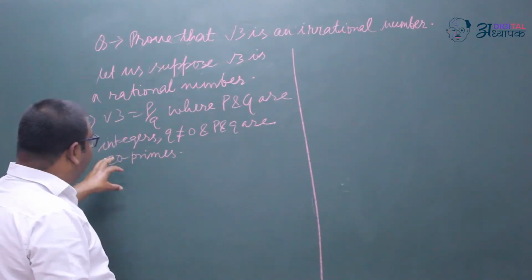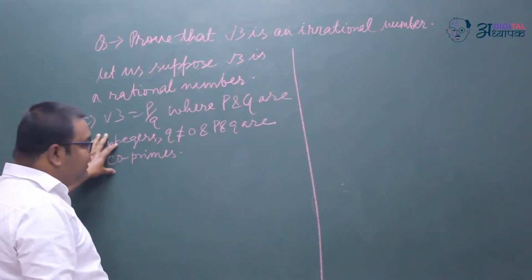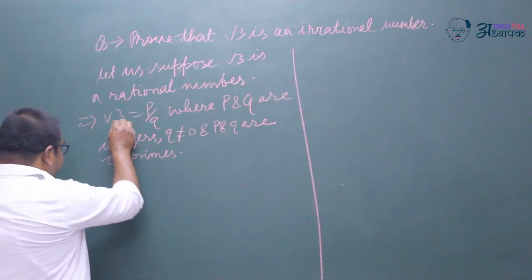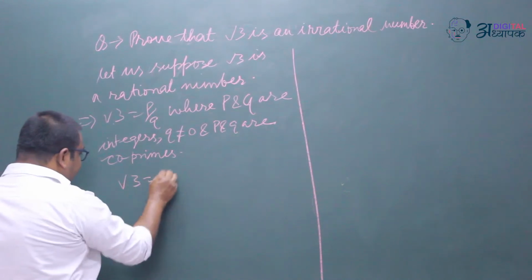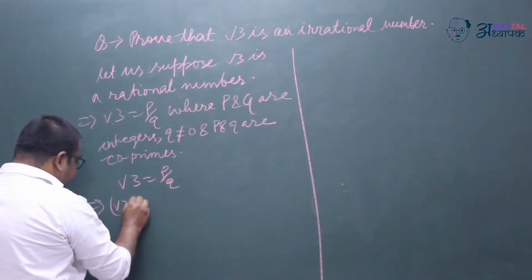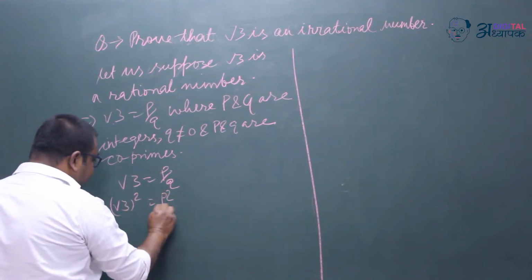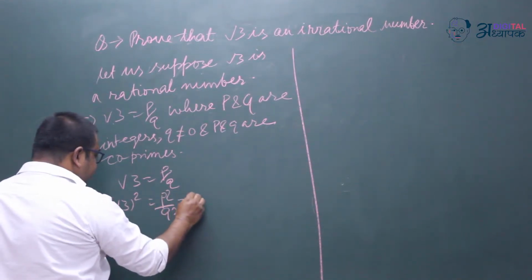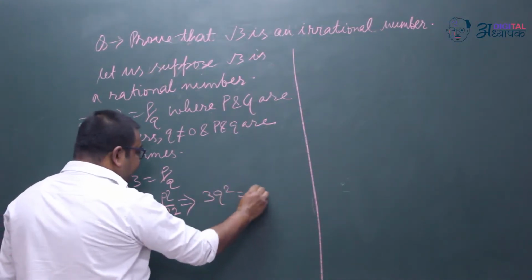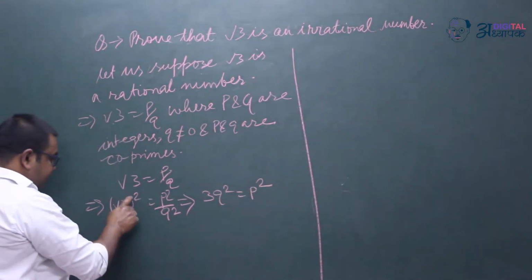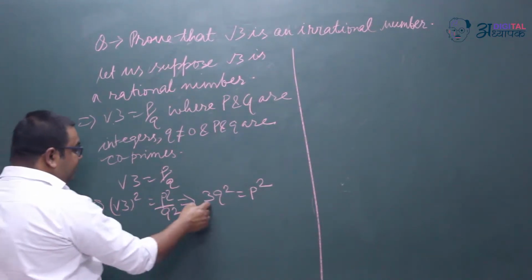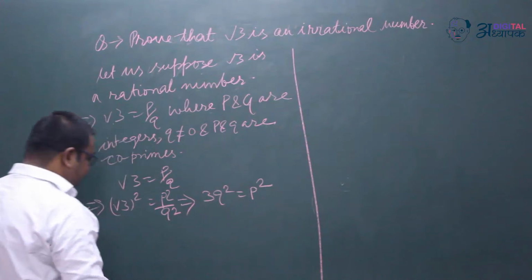Now we have to prove that this thing that we have assumed must be contradicted. So how can we do that? We will start from here. Root 3 is equal to P upon Q. So this implies that root 3 whole square is equal to P square upon Q square. So this implies that 3Q square is equal to P square. What I have done, I have just squared root 3, it becomes 3, and I have to multiply Q square with this, it becomes 3Q square is equal to P square.